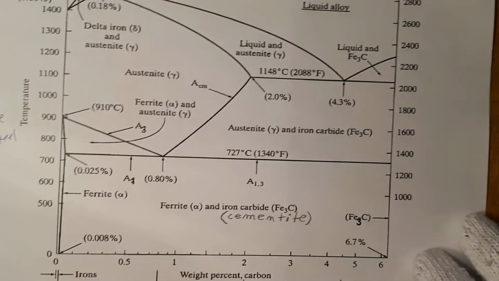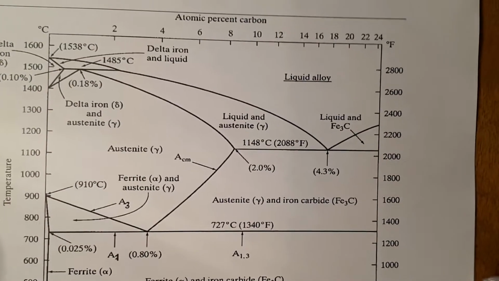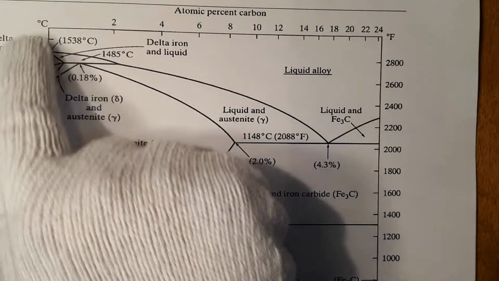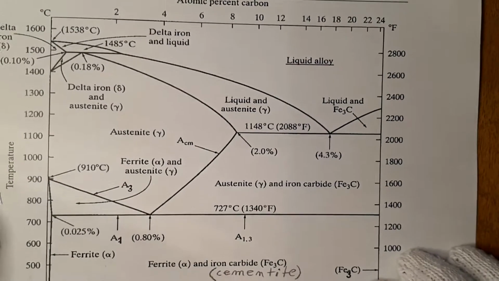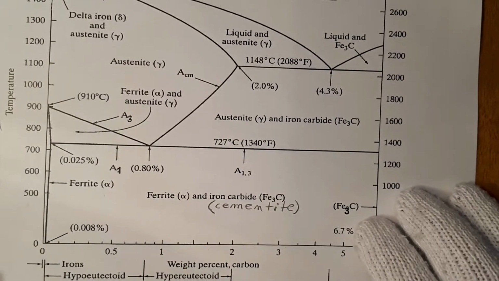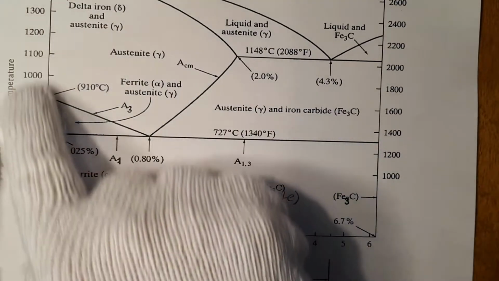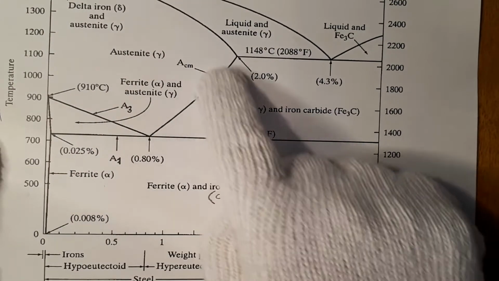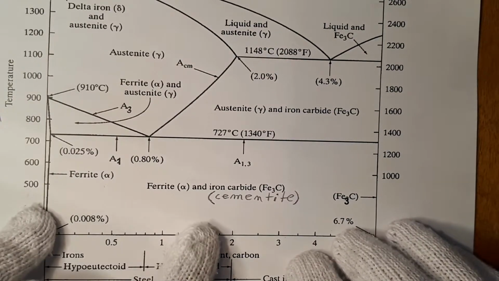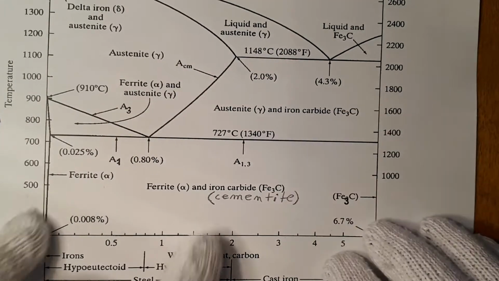Let's review the iron cementite diagram. Here it is. Again, we're not really interested in this portion of the diagram. For our purposes, we want to look at this portion down here. I'd like to stay within the steels range. Over here is the cast irons.